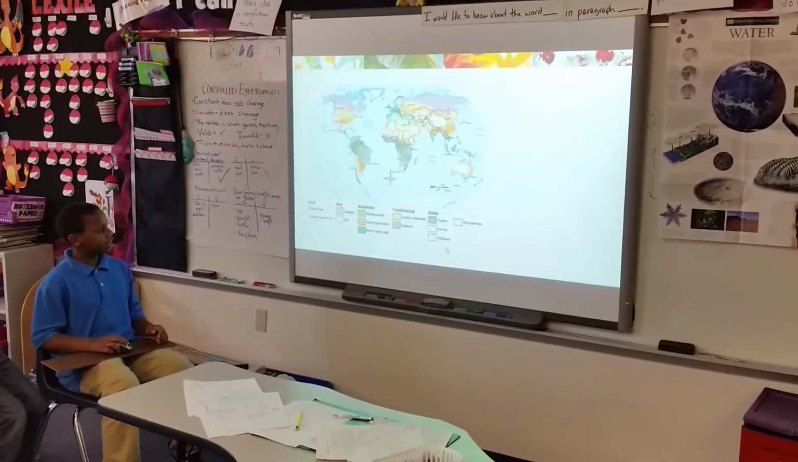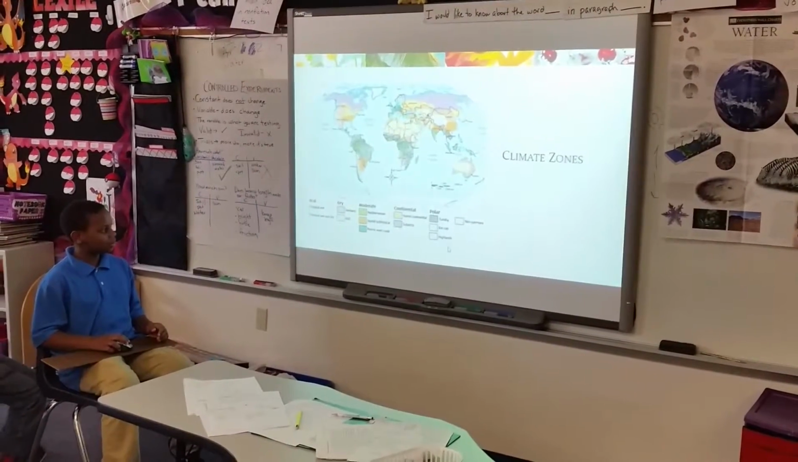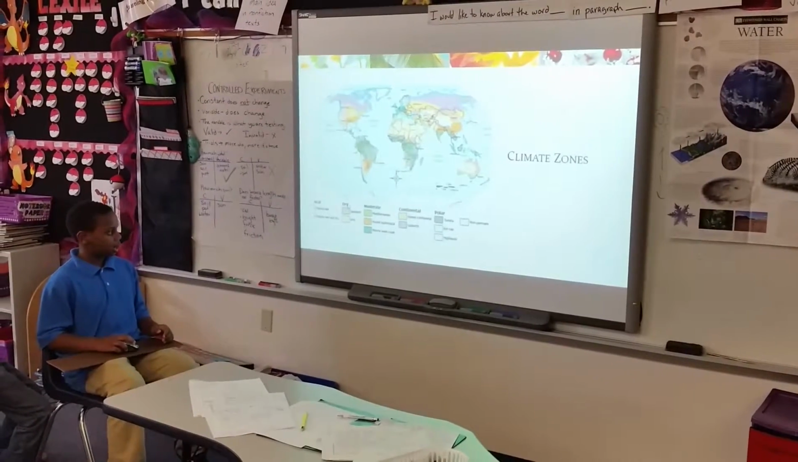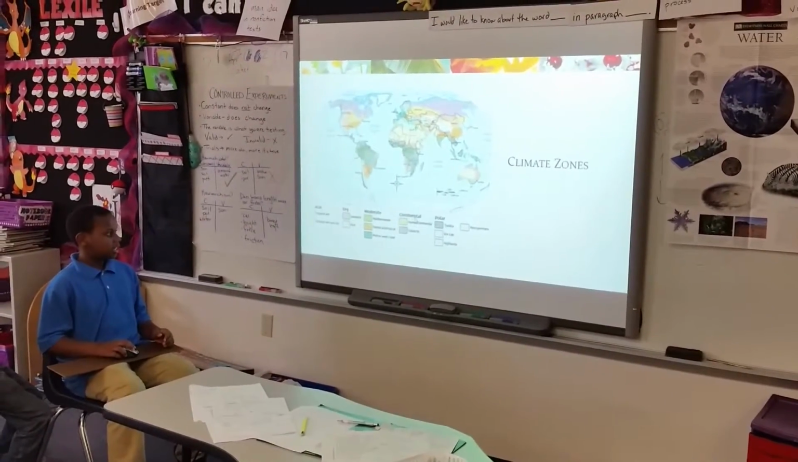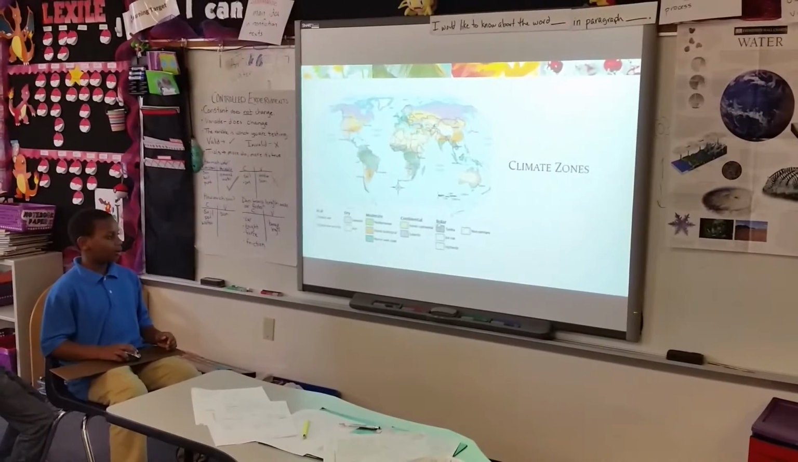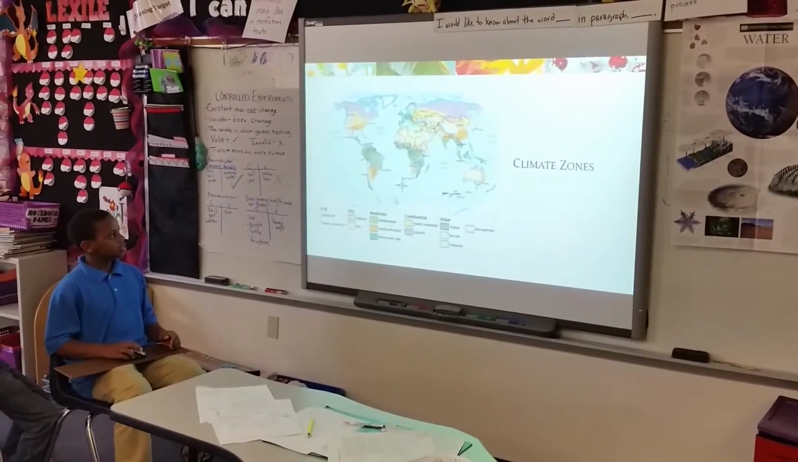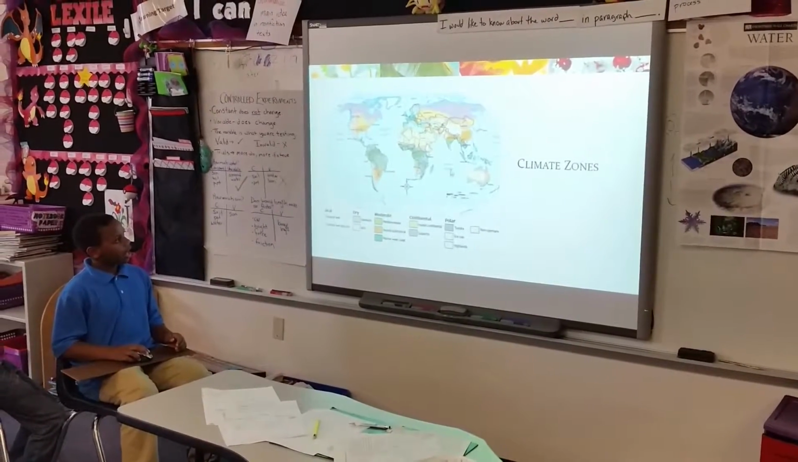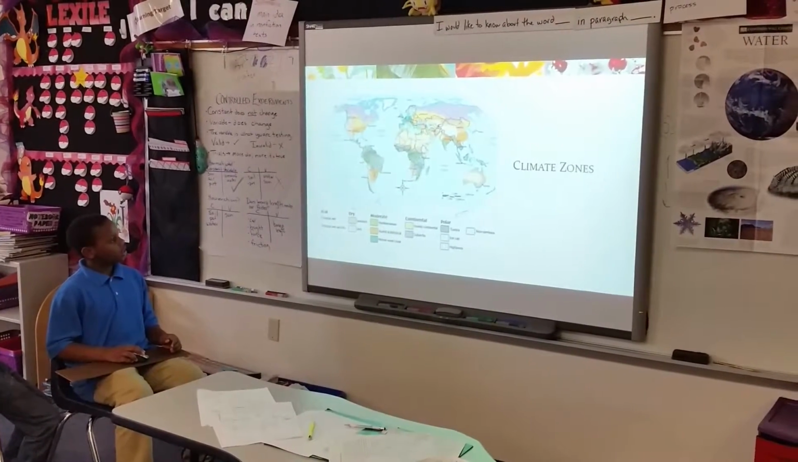This is the climate zones. So this was supposed to be subtropical, dry, moderate, continental, and polar. All these, and the colors match where they are on this globe.